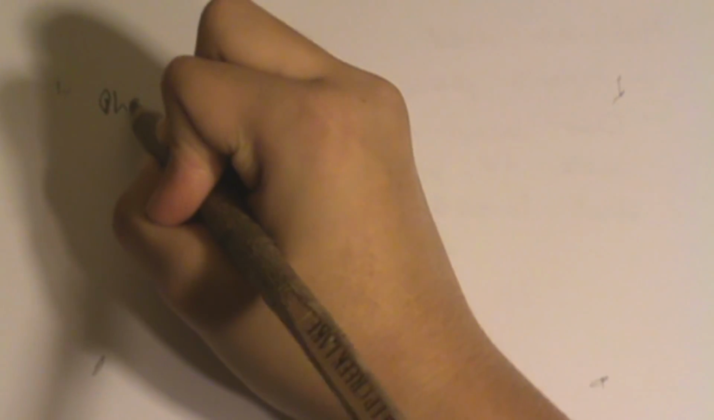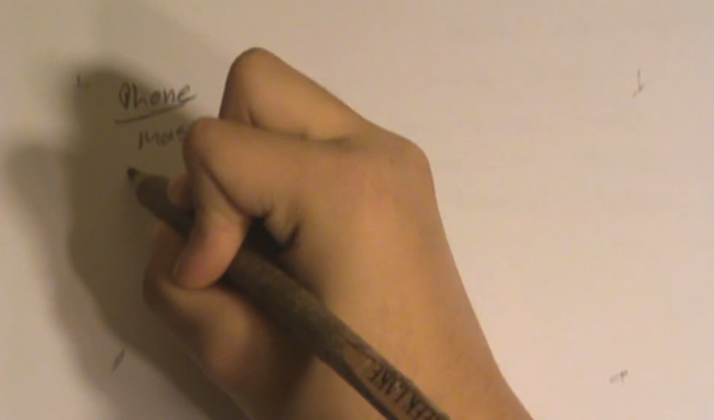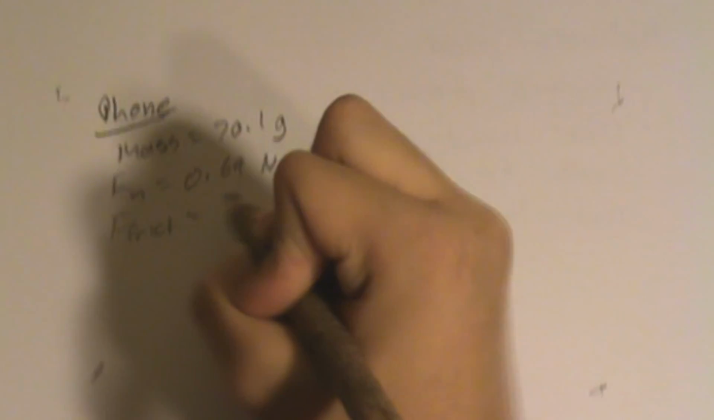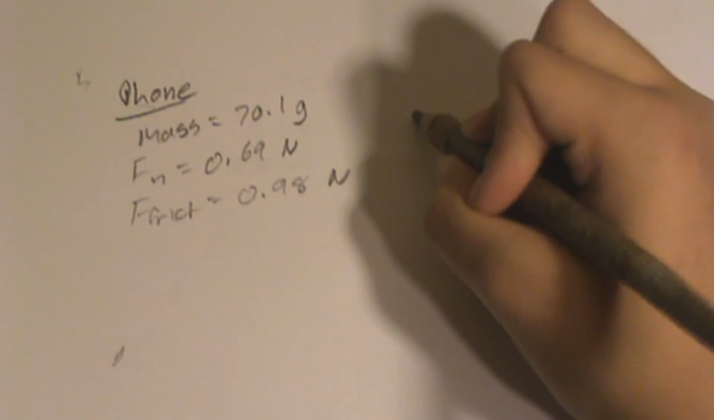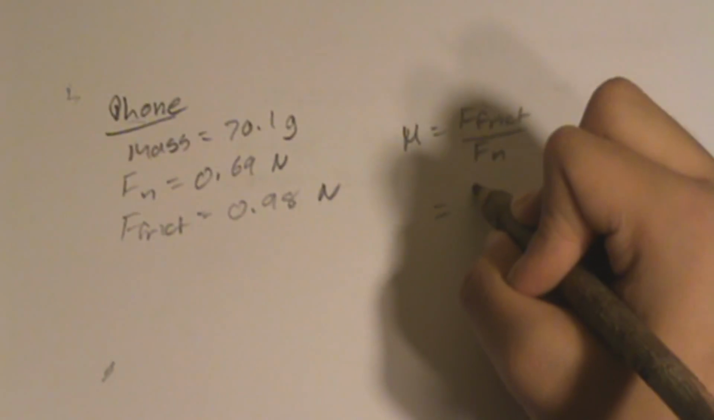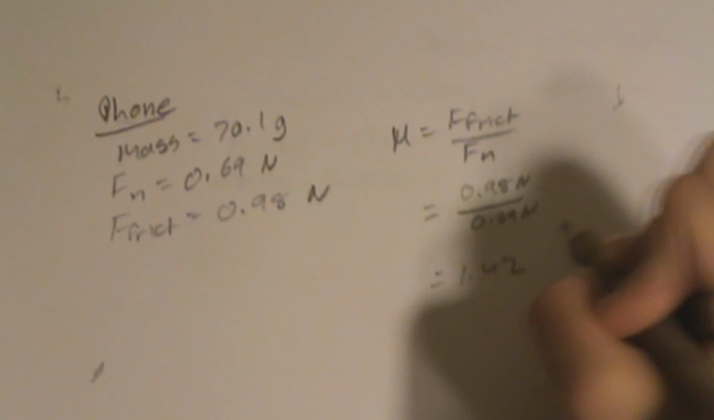To find the mu of the phone itself, we first list our variables. Mass is 70.1 grams, normal force is 0.69 newtons, force of friction is 0.98 newtons. Mu equals F friction over normal force, which equals 0.98 newtons over 0.69 newtons, which ends up as 1.42.